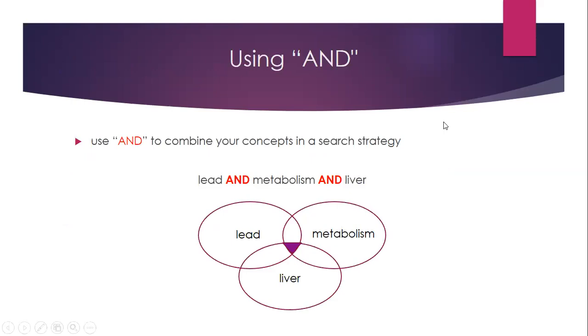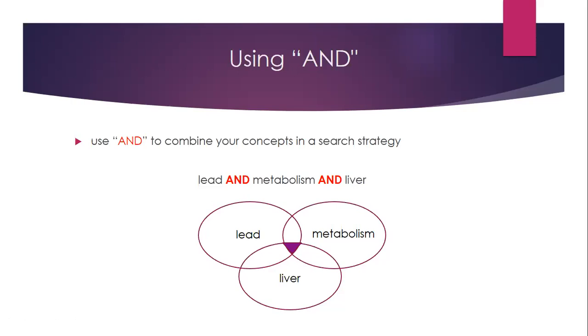When it comes to keyword searching in databases, you can use words like and or to improve your results. You should use and to combine the key concepts of your research topic. Let's say, for example, you're interested in finding resources that deal with how lead is metabolized by the liver. You can use the word and to combine those keywords in your search string. So lead and metabolism and liver.